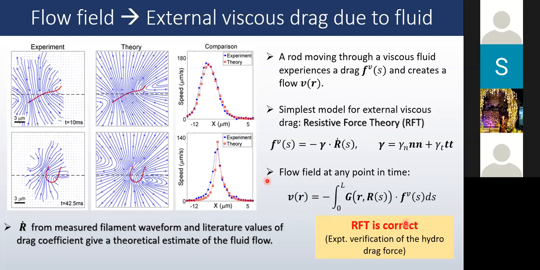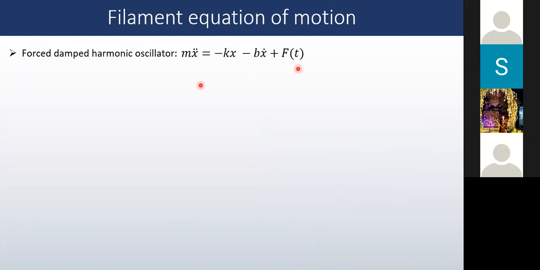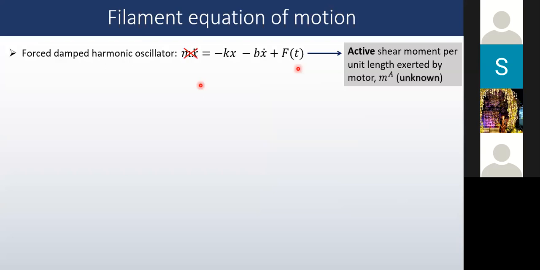Fine. Now I have got elastic, I have got viscous. This is the viscous part of the force. Now let's try to write the equation of motion for the filament. Again, I go back to the forced damped harmonic oscillator because that's the common example you have seen. You have the inertial term, the spring term, the viscous term, and the applied force, which is a function of time. In our case, I have already told you it's a low Reynolds regime, so inertia is irrelevant. And the activity, that is the applied force, is provided by the dynein motors, which is MA, which we do not know about.